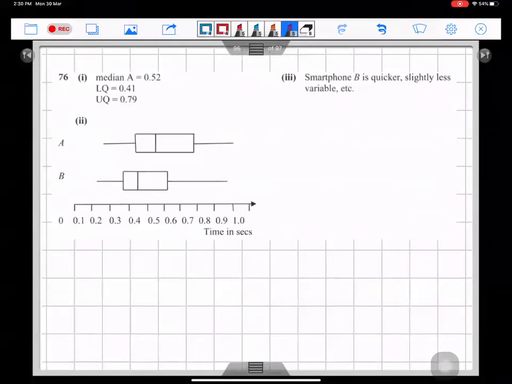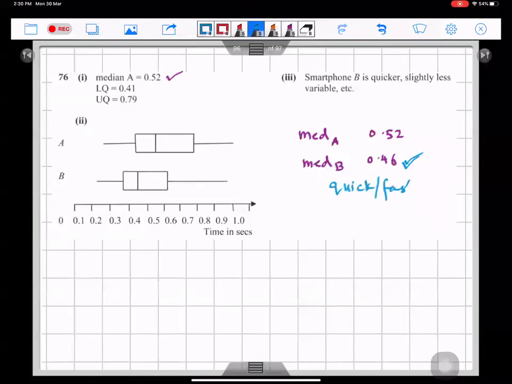Median for A is 0.52 and median for B is 0.46. Therefore, I can say with 100% confidence that B is a quicker and faster phone. And what else can I say?